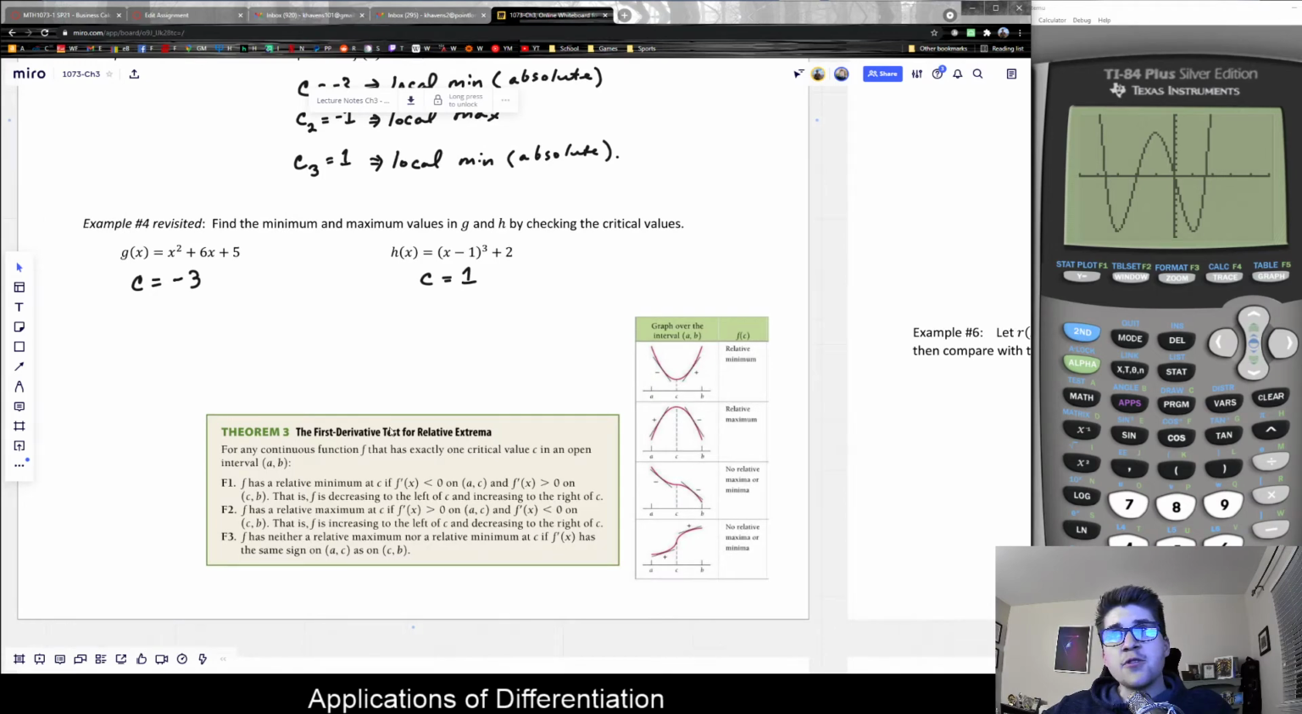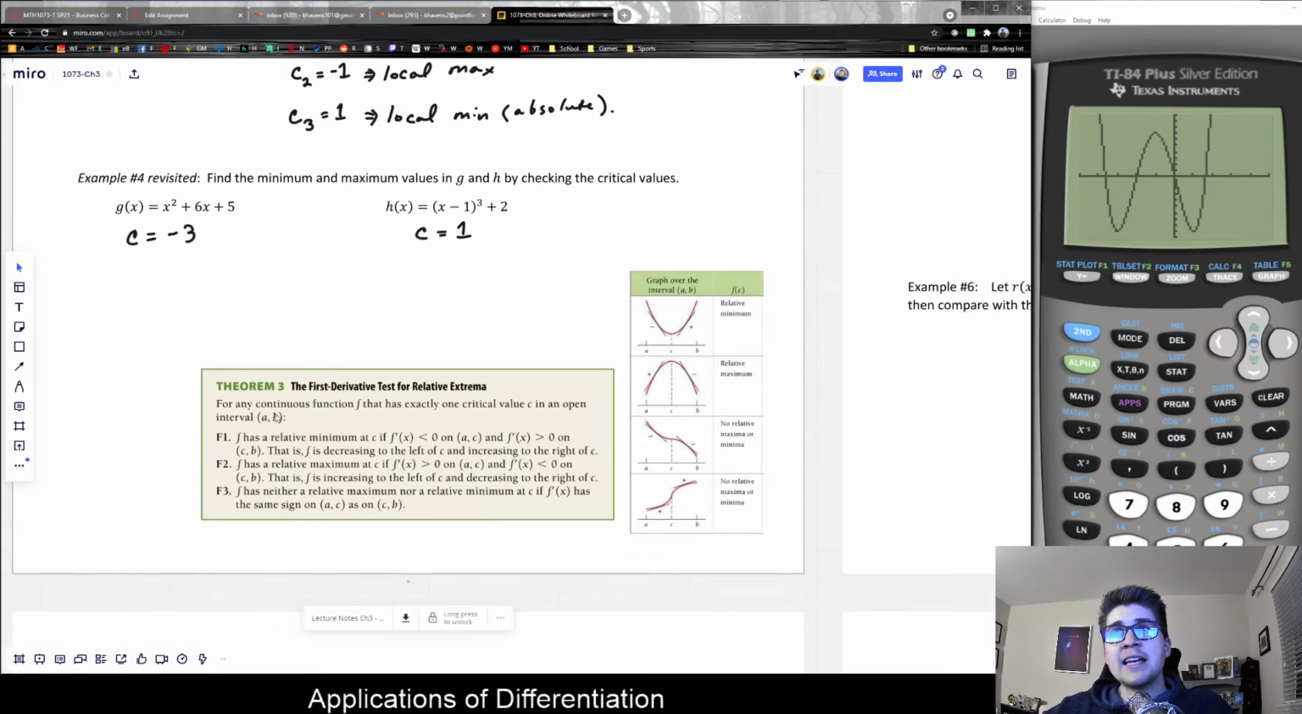So the first derivative test says for any continuous function that has exactly one critical value in an interval. The importance of this is that to be differentiable, it has to be continuous. It just means that it has to be a curve. It doesn't have any weirdness, breaks, gaps, asymptotes, things like that. And specifically, we have to have one critical value in the interval that we're looking at.